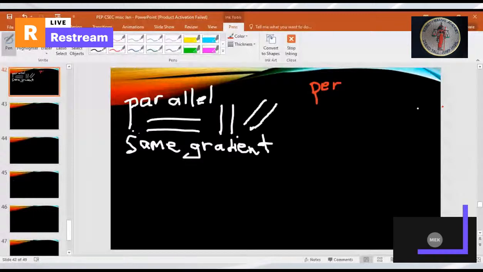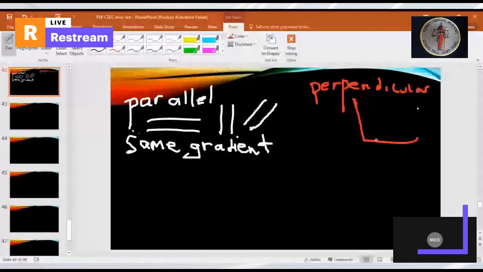If two lines are perpendicular, their gradients will be the negative inverse of each other. So let me draw what perpendicular lines look like. Perpendicular lines meet at right angles. So this is a straight line down, and a straight line across. Use your imagination: a vertical line and a horizontal line, they meet at right angles, so they are perpendicular.